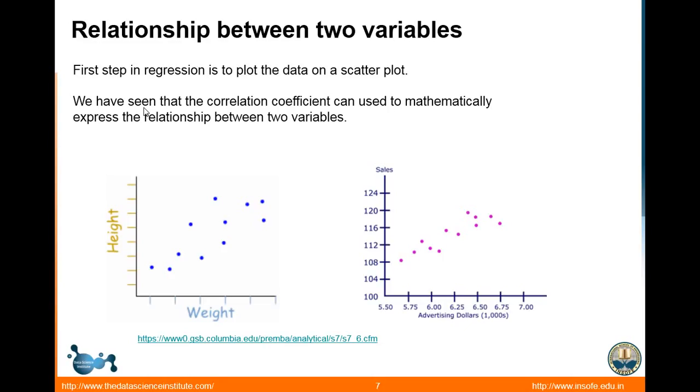So here we have examples of two cases where we have plotted the scatter chart for weight versus height, and advertising dollars, that is the expenses, versus the sales. And if you note, as the dollar amount is increasing, the sales also are increasing, so we expect a positive correlation between them.